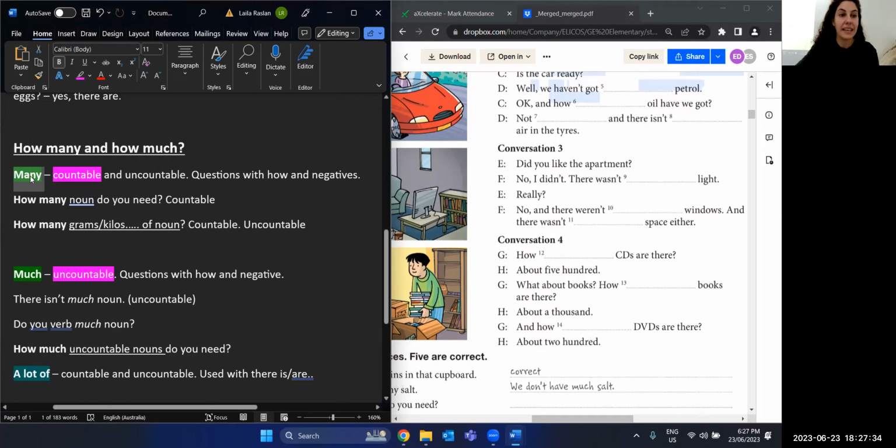There weren't many, yes, countable windows. Yes, much space. Yep, because it's uncountable space.